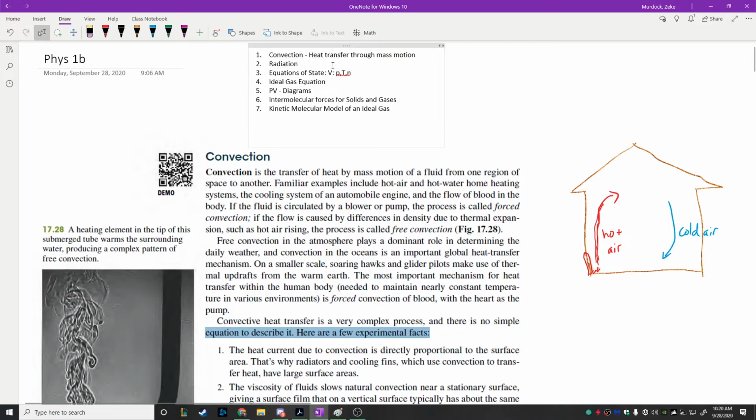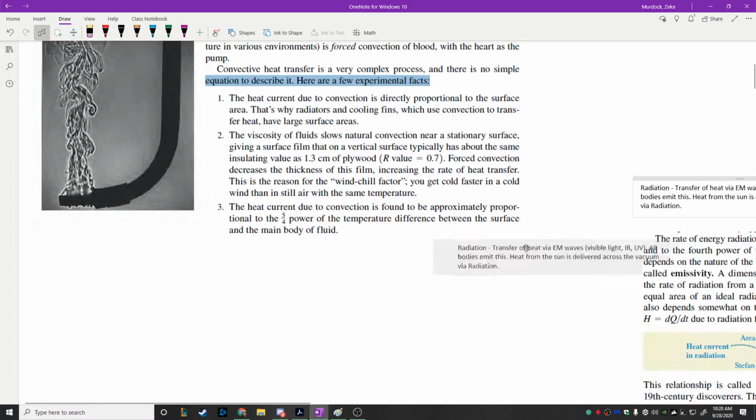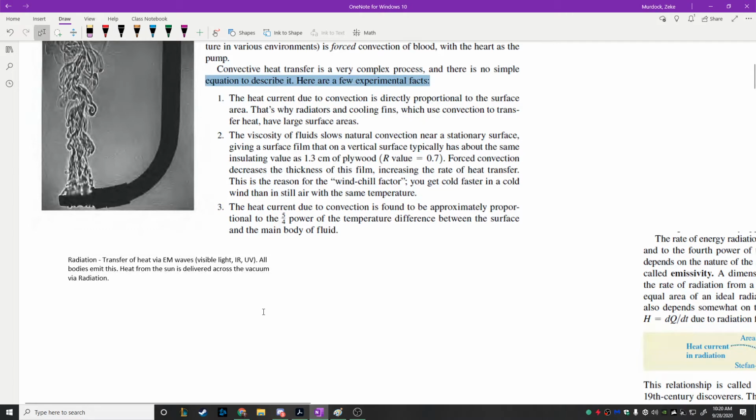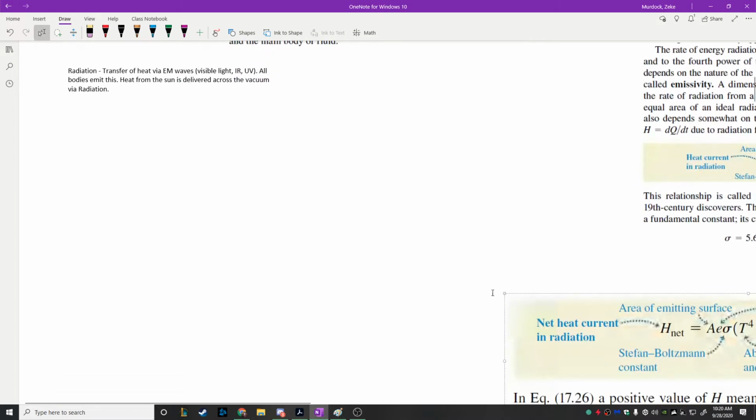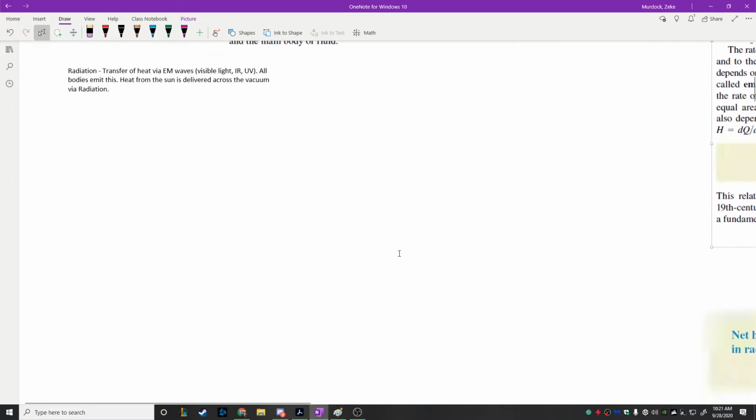So the next thing we want to talk about is the last method of heat transfer, which is called radiation. So I'm going to put over here what I typed up about it at least. So radiation, and here are some equations to do. Let's push them off to the side for now. Radiation is the transfer of heat via EM waves.